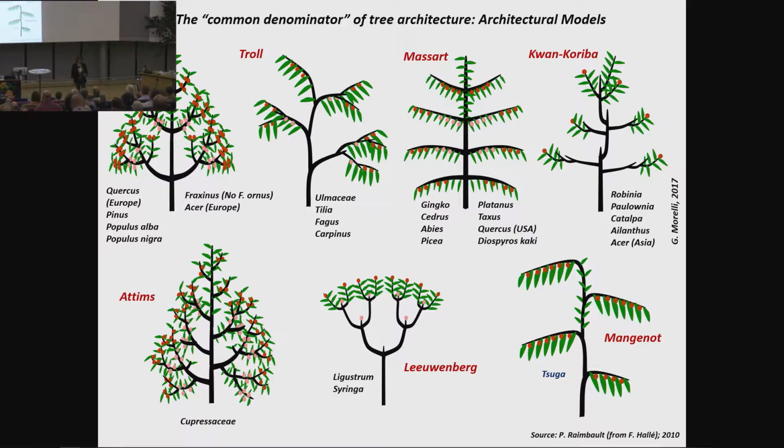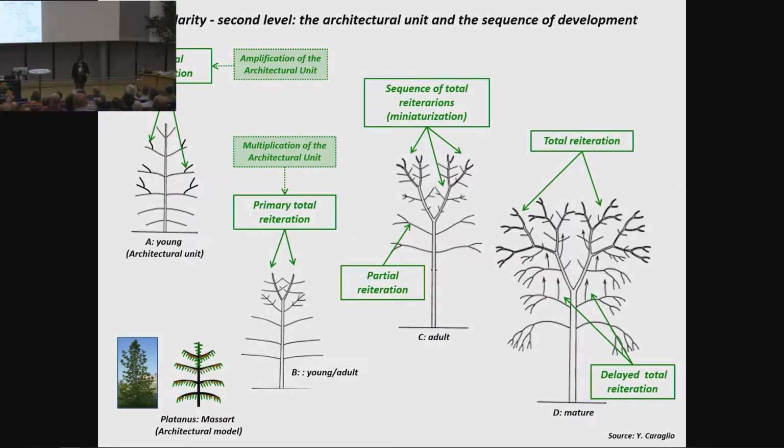And in this slide, you can see the 7 architectural models which represent the native species of temperate regions, only 7. And so you can see this later here. If we take an example, we can take the plane tree. We know that the plane tree is a Massart model. And when the tree is very young, it looks very much like the model. But if you go outside, you don't see trees like this. So to understand the form of a tree, we have to look at it through time.